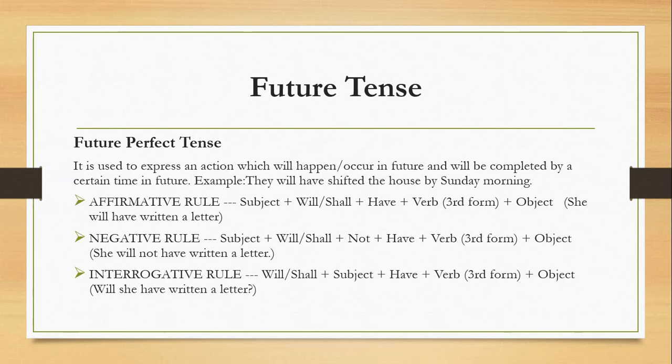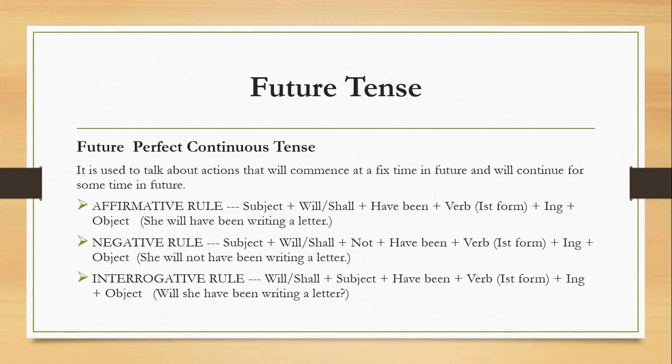The negative: subject plus will or shall plus not plus have plus V3 plus object. She will not have written a letter. Then interrogative: will or shall plus subject plus have plus V3 plus object. Will she have written a letter? Then comes future perfect continuous tense. It is used to talk about actions that will commence at a fixed time in future and will continue for some time in future.